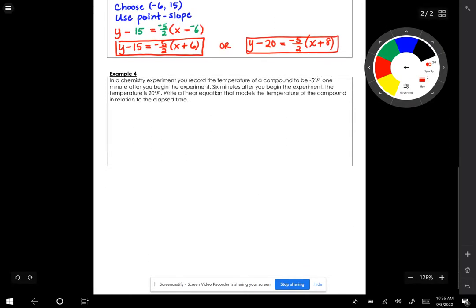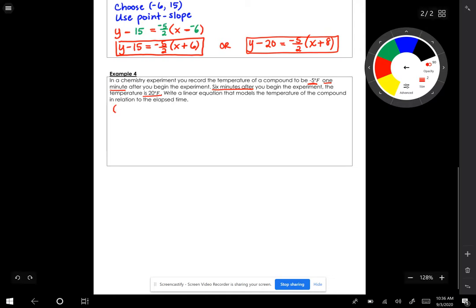Okay, last problem. In a chemistry experiment, you record the temperature of a compound to be -5 degrees Fahrenheit 1 minute after you begin the experiment. 6 minutes after you begin, the temperature is 20 degrees Fahrenheit. Write a linear equation that models the temperature of the compound in relation to the elapsed time.